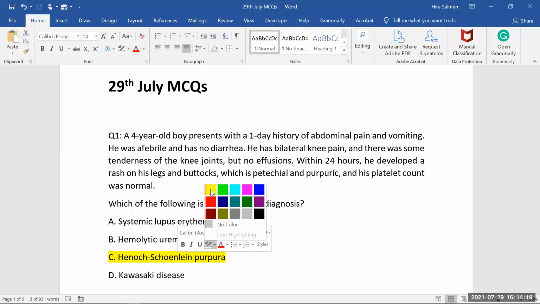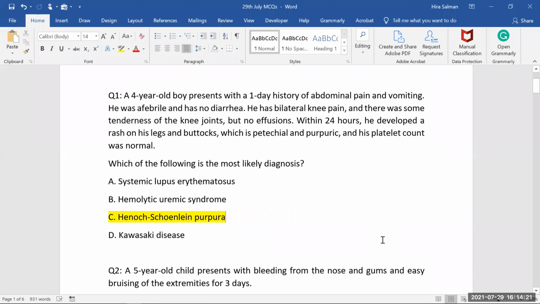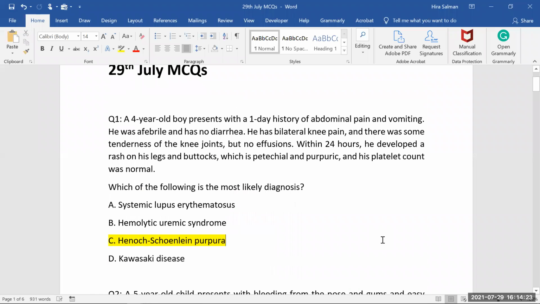And Dr. Hera, in Kawasaki, the patient should have fever. He should be febrile. Yes, exactly. Febrile. The presentation is just like an infectious disease, exactly. And here there is no fever. Very good. That's again a clue.